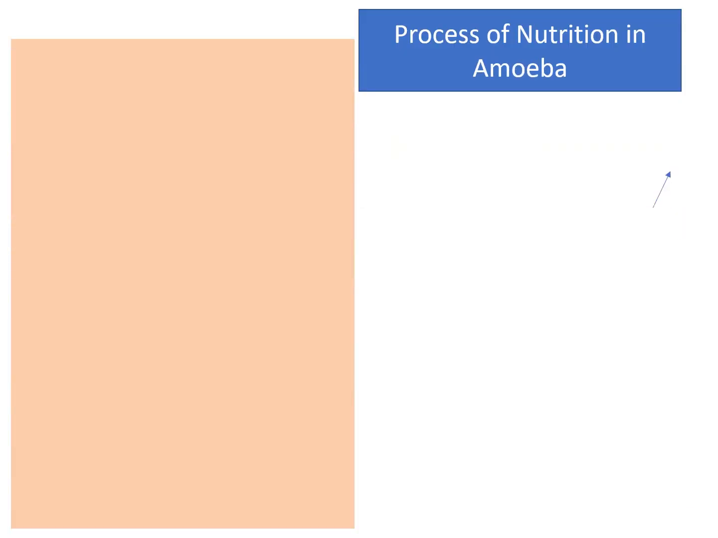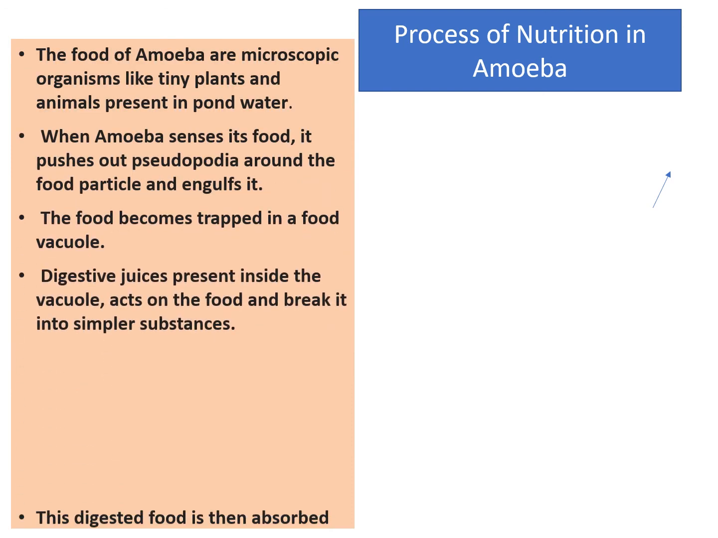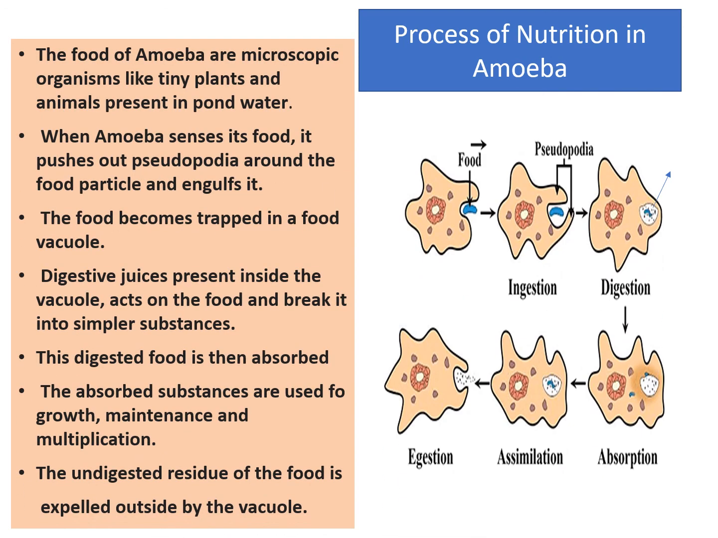Now we will understand how the process of nutrition occurs in the amoeba. Amoeba basically feeds on tiny plants and animals which are present in the pond water. So when the amoeba senses the food, it pushes out its pseudopodia around the food particle and engulfs it, and the food becomes trapped inside the food vacuole, right? And then digestive juices inside the vacuole act on the food and break it down into smaller substances. Hence the food is then digested and absorbed, right?